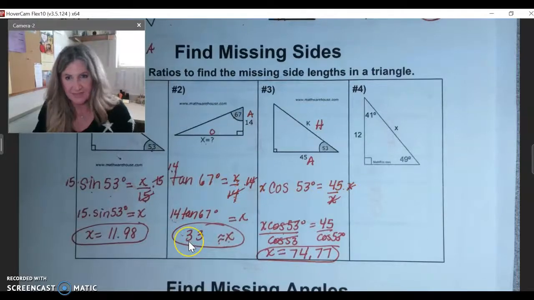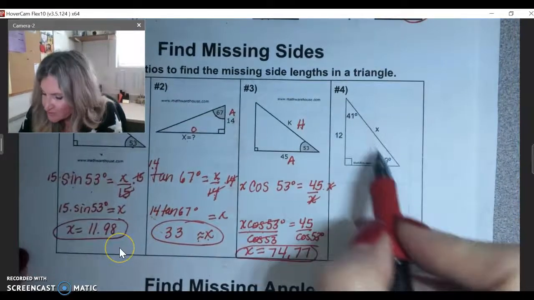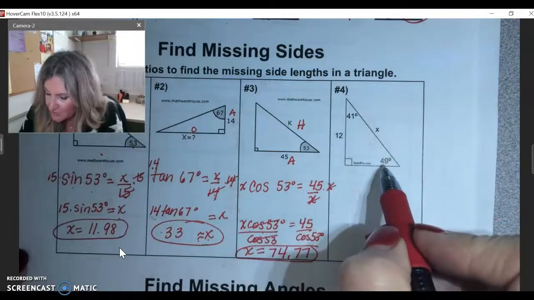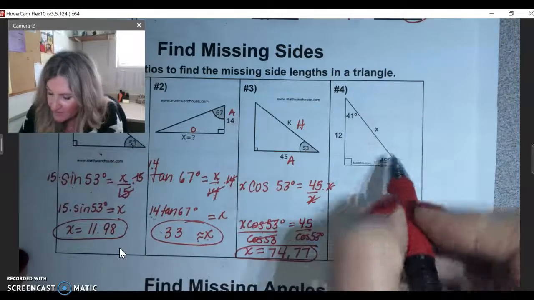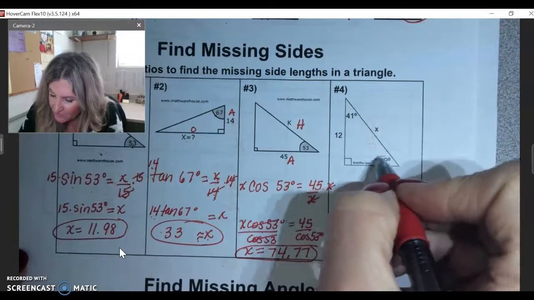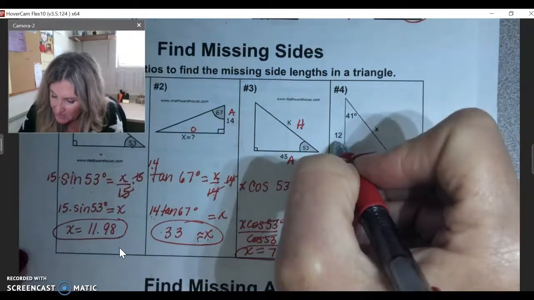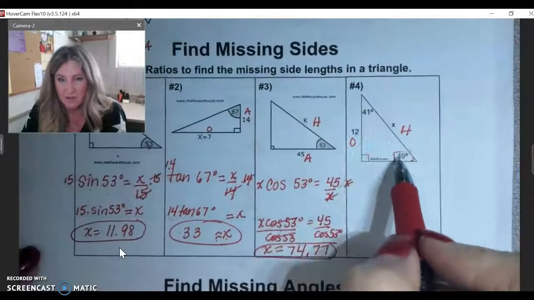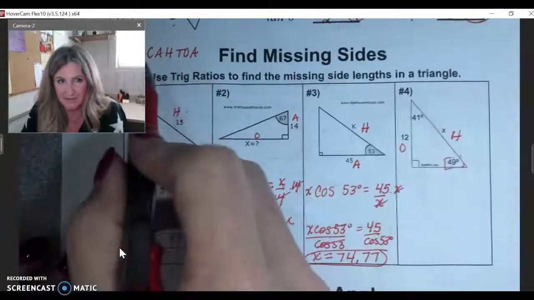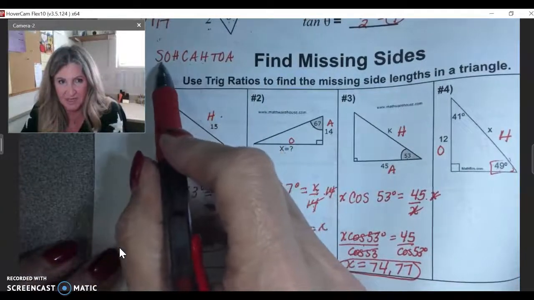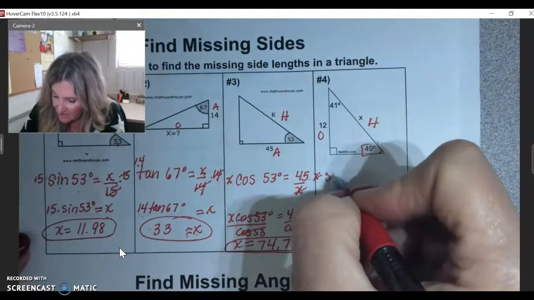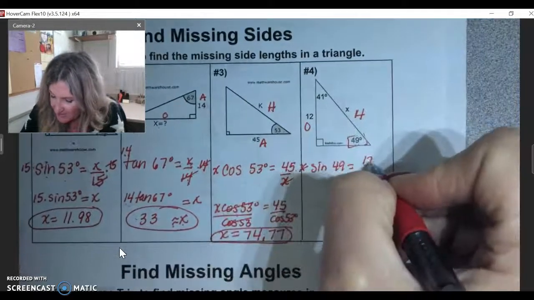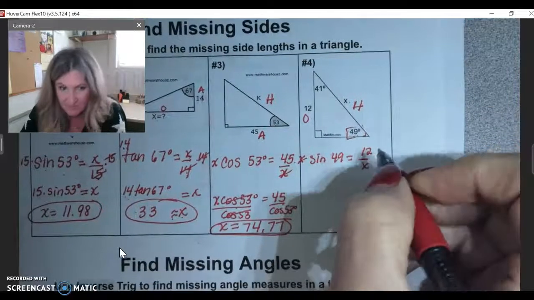All right, last one here. We can use either angle now. You can choose whichever one you want. I think I'm going to use this angle. So if I use this angle, the one that they gave me, then this would be my opposite and this would be my hypotenuse. So if I use this opposite and hypotenuse, I'm going to have to use sine. So it's going to go the sine of my angle, which is 49, equals opposite over hypotenuse.